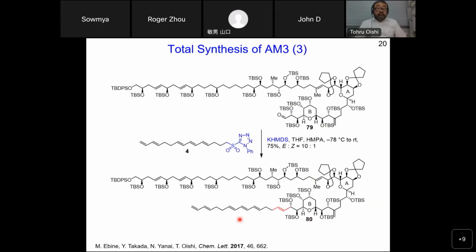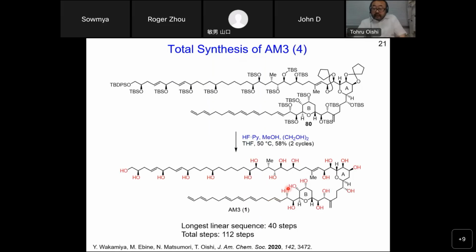Then Julia-Kocienski olefination by using this sulfone with KHMDS in the presence of HMPA gave the compound in 75% yield. The E/Z ratio is 10 to 1. The careful global deprotection of the silyl groups and cyclopentylidene ketal was achieved by treatment with pyridinium salt in methanol and ethylene glycol. The compound was obtained in 55% yield.